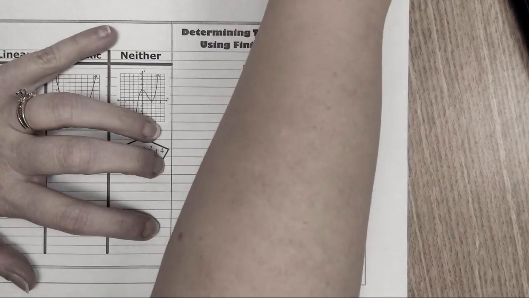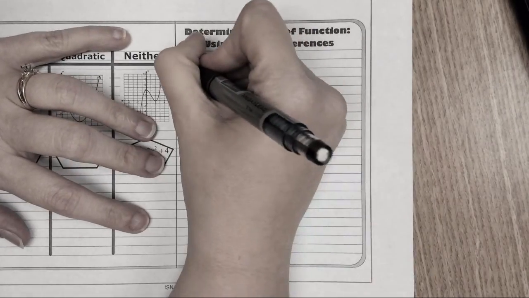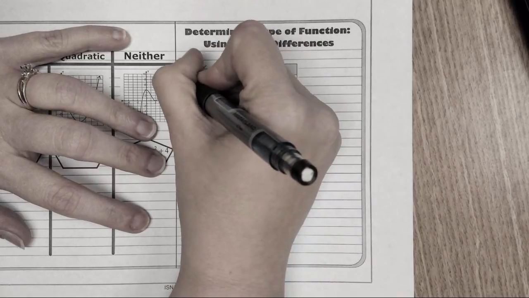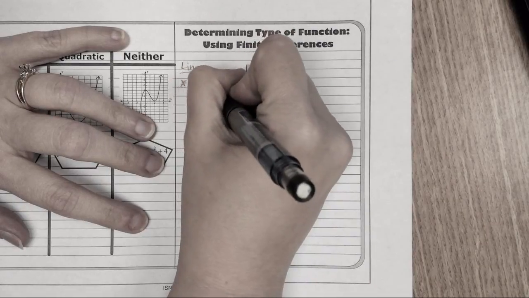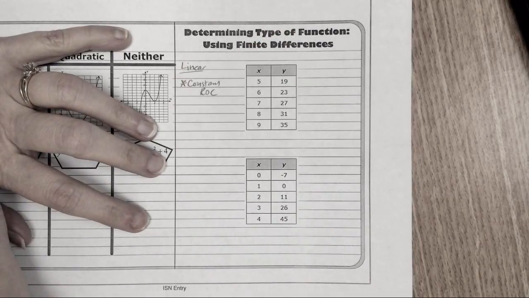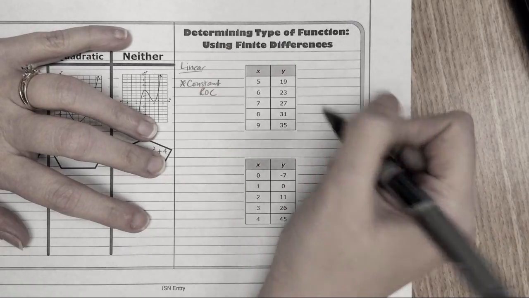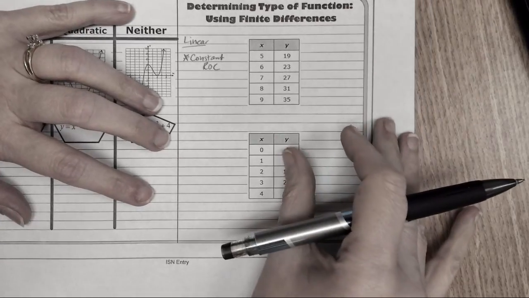So when we look at this, the way that I tell if something is linear is it has a constant rate of change. So that means my delta y over delta x is going to be constant for every row in the table.